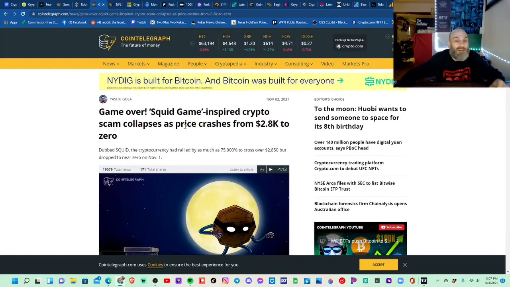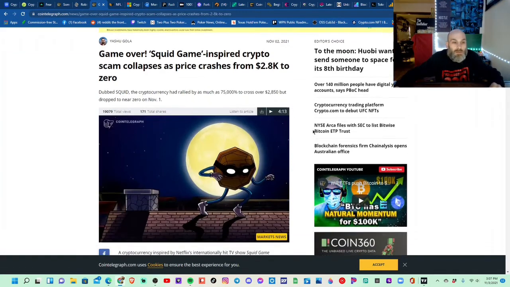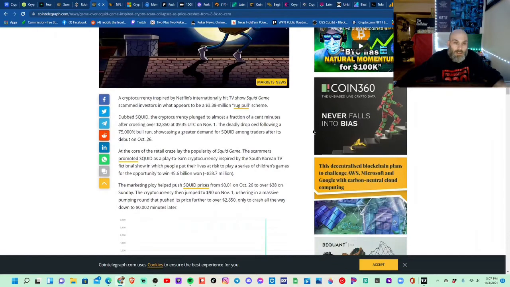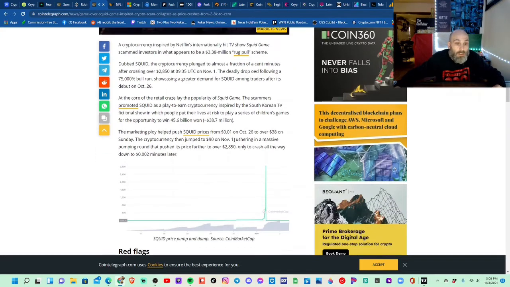Squid Game inspired crypto scam collapses as price crashes from $2,800 to 0. So, a cryptocurrency inspired by Netflix's international TV show, Squid Game, scammed investors in what appears to be a $3.38 million rug scheme. Dubbed Squid, the currency plunged to almost a fraction of a cent minutes after crossing over $2,850 on November 1st. The deadly drop followed a 75% bull run, showcasing a greater demand for Squid among traders after its debut on the 26th.